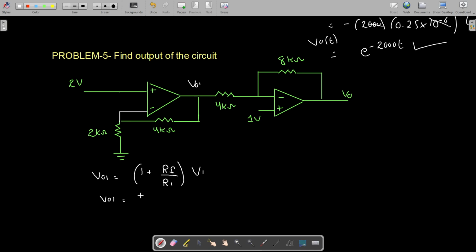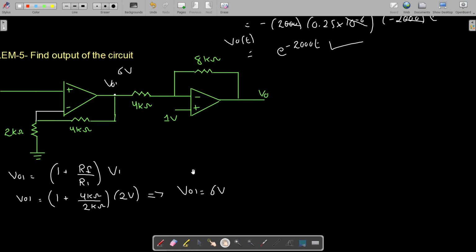So we are going to have 1 plus 4 kilo ohm divided by the 2 kilo ohm, into the V1, which is 2 volt. And this VO1 comes out to be, because 4 divided by 2 is 2, so 1 plus 2 is 3, 3 multiplied by 2 is 6 volt. So we have VO1 is equal to 6 volt. So now that is clear that here I have the voltage of 6 volt. Fine, we have simplified one portion of the circuit.